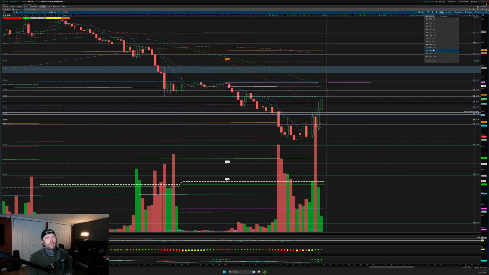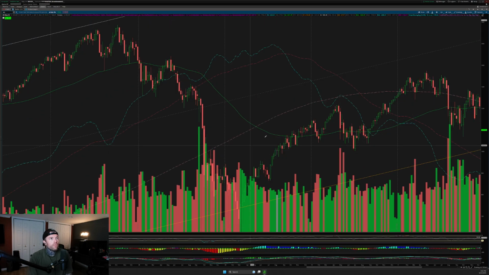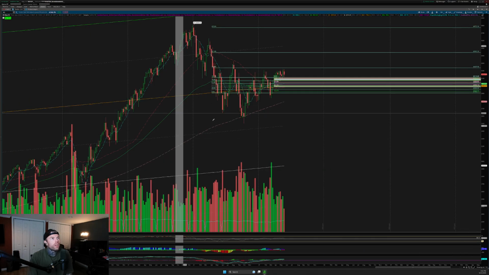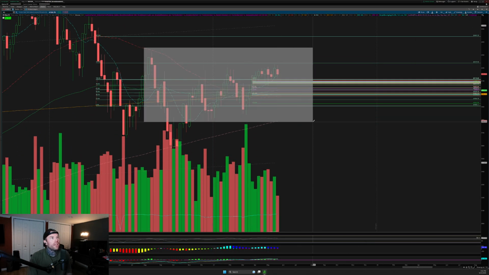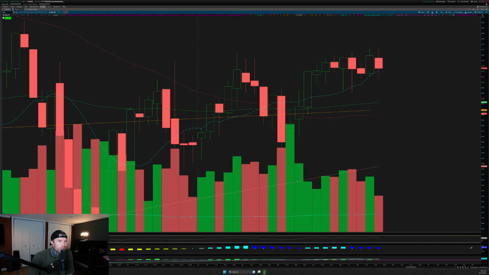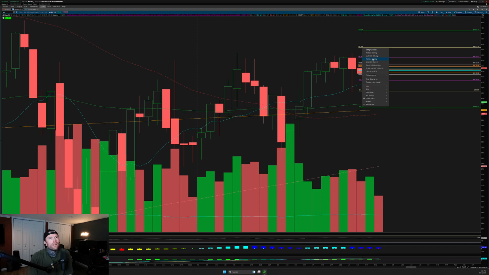So we take a peek at the weekly real quick, see if there's any moving average help here. So it is on the weekly 10. Yep, we closed above the weekly 10. Wow. Awesome. Let me clean this up a little bit. There we go.